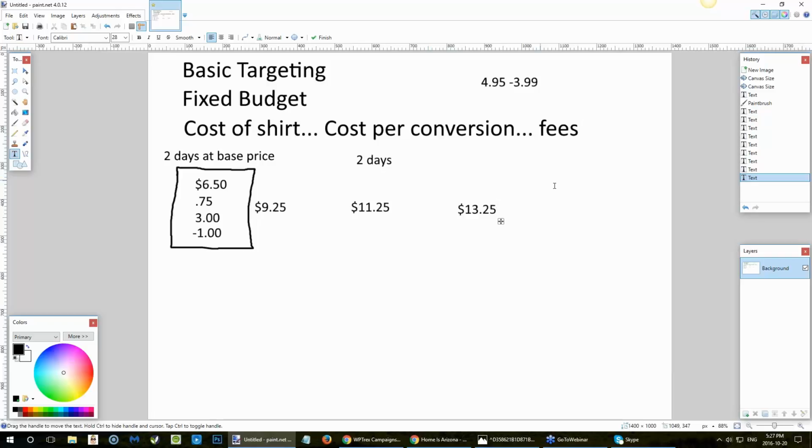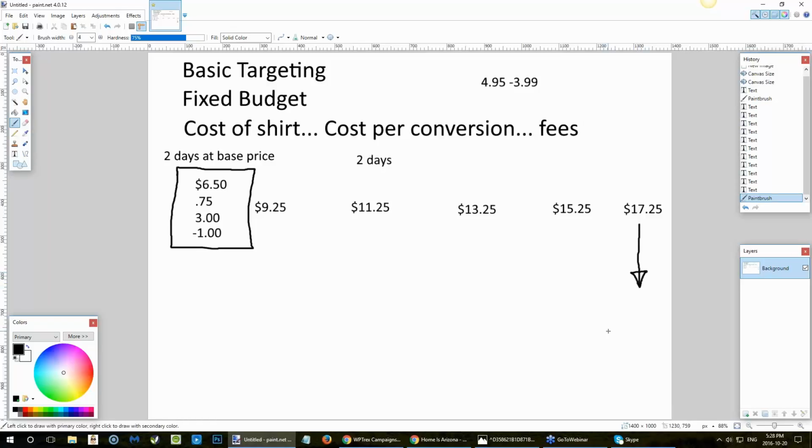Sales are still strong. We're doing well. We're going to take this thing up to $15.25. Cancel the ad, change the price, get yourself ready, go to $15.25. It's still working well. We're going to do one last thing. We put it at $17.25, and guess what? The bottom falls out. There's not enough sales to even make it worthwhile.